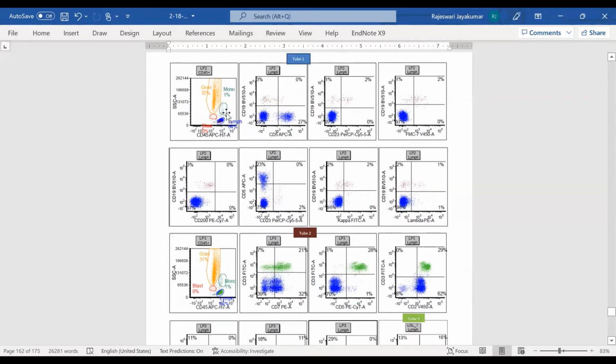I think 64% of cells with bright CD45 and low side scatter, and monocytes account for 1% of all cells, and they have bright CD45 and slightly higher side scatter than the lymphocytes. Granulocytes express dimmer CD45 than lymphocytes and monocytes, and they have very high side scatter, and there is essentially nothing in the blast gate.